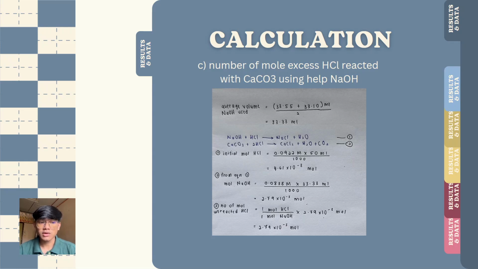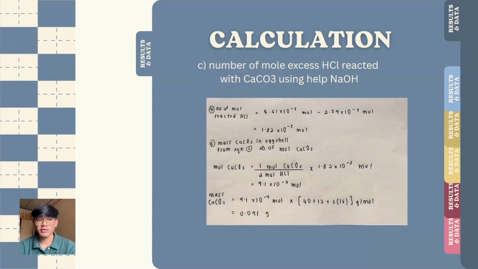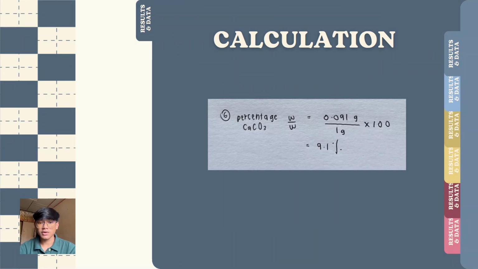From equation 1, we find the mole of NaOH and the number of moles of unreacted HCl. Now, we find the number of moles of reacted HCl and the mass of CaCO3 in eggshell. From equation 2, the number of moles of CaCO3 can be found, and the mass of CaCO3 can be found by the following calculation. Now, this is the percentage of CaCO3 weight over weight, which is 9.1%.